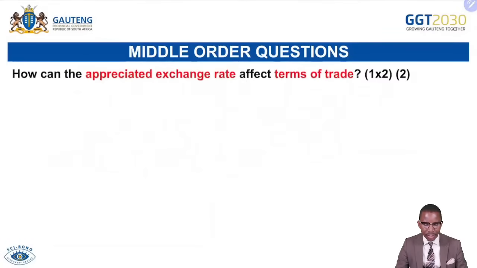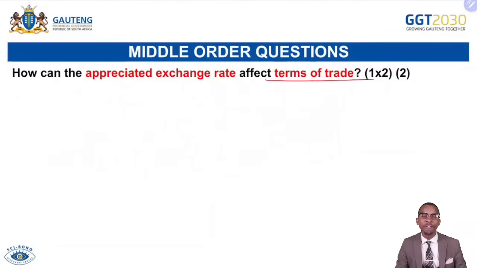How can the appreciated exchange rate affect terms of trade? So now we are still in the same topic, which is what we call the foreign exchange market. If the exchange rate has appreciated, how can that affect the TOT? Remember, terms of trade refer to the index of export prices to the index of import prices. So as we experience appreciation in the currency, that simply means our exports will appear relatively expensive abroad, which will be increasing our terms of trade in the short run in case our exports are demand elastic.